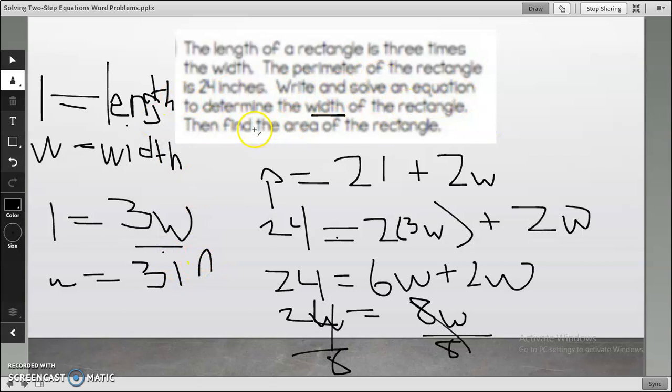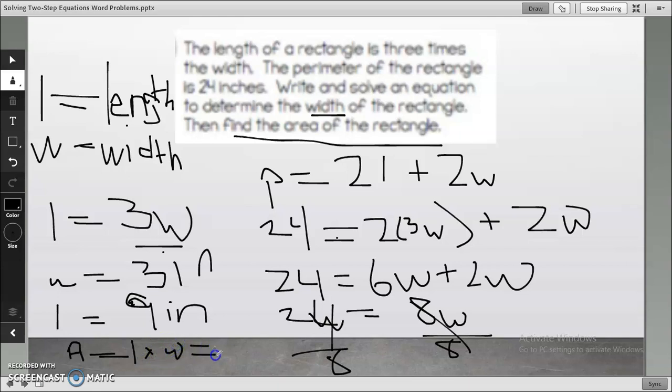They did not ask for the length, but I need the length in order to find the area. So this is a two-step problem, right? I know that the width is equal to 3 inches. Length is 3 times my width, so that means length has to be 9 inches. And we know area for a rectangle is the length times the width. So that's going to be 3 inches times 9 inches, and I've run out of space. So my area is equal to 27 inches squared.